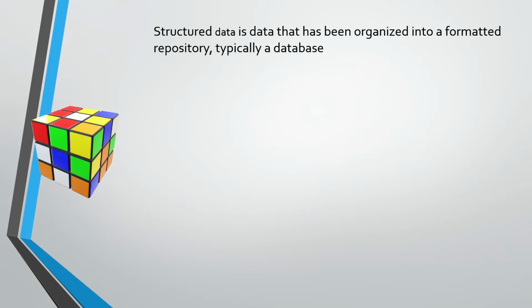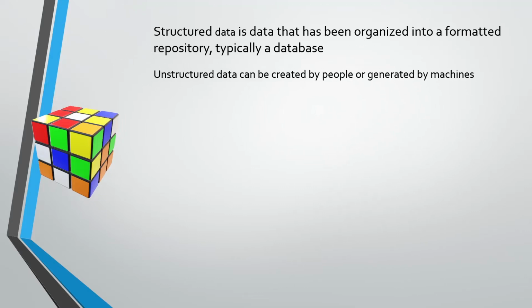When data is organized and structured, it's called a database. And there are two types of data: structured and unstructured. Generally, the unstructured ones are generated by humans. Machines too make unstructured data.